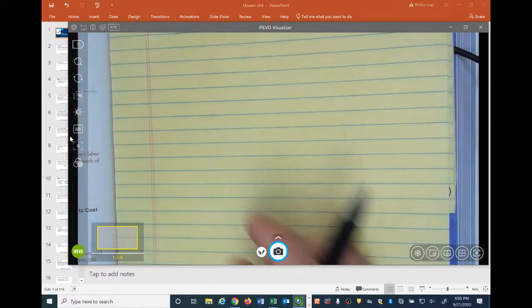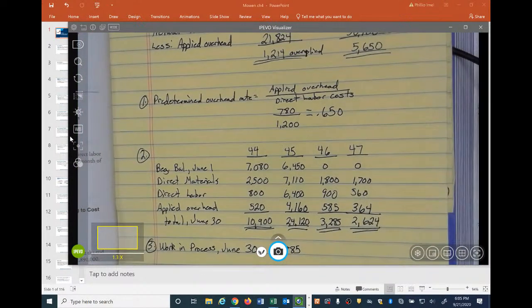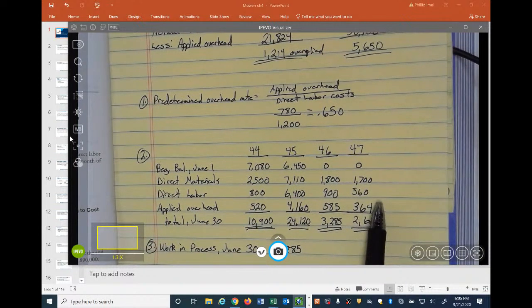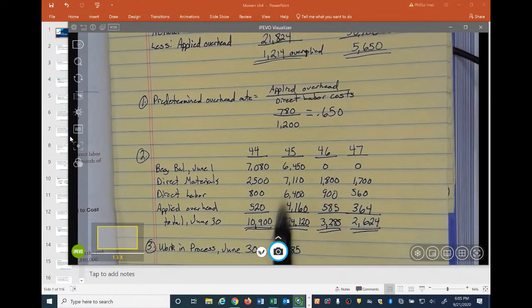Make sense to everybody? So once again, we find our predetermined overhead rate, right? In this case, we had to work backwards. Once you get the rate, then you just build your chart. You take what's given. The beginning balances were given, the direct materials, direct labor were given, and then we had to find the applied overhead based upon our found rate times the direct labor for each individual job. That'll give us that. Then we sum them up, and then we just place them where they belong. If it's still in work in process, we leave it in work in process based upon this ending amount. In this case, it was 3,285.